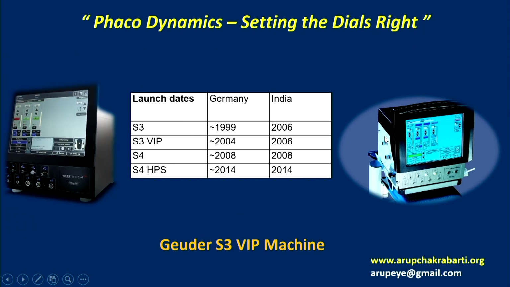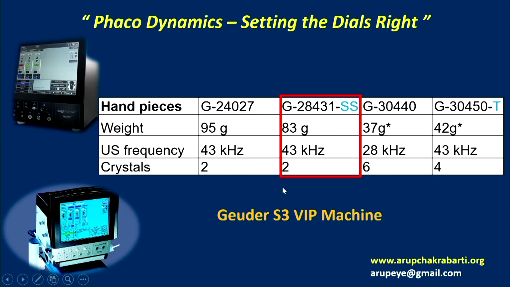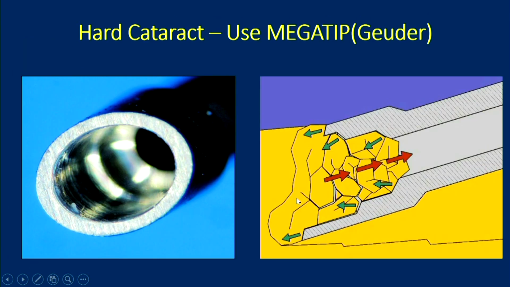Now going to the guided machine, I use both S3 VIP as well as the Megatron S4. So it is important for you to understand the machine extremely well, as I told you earlier. This machine has a stainless steel handpiece as well as a titanium handpiece, which is very light. But what I've realized is that the stainless steel handpiece works best. And if you're using this machine, you must use the Megatip.